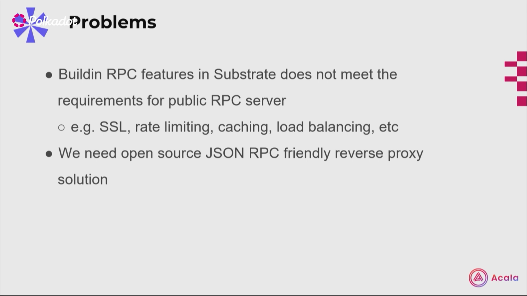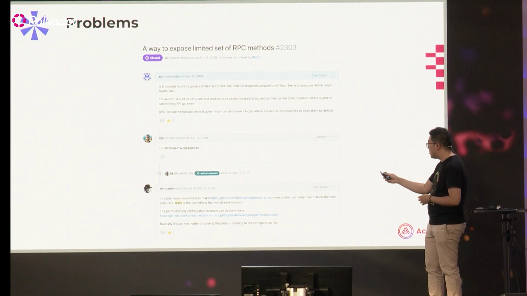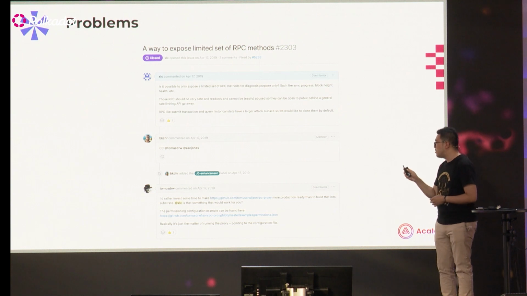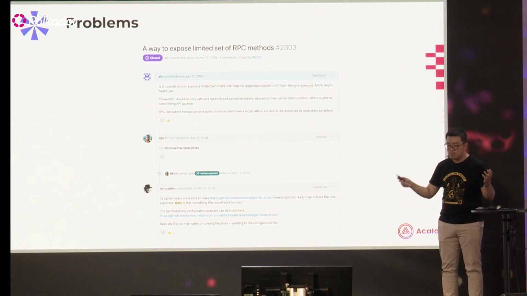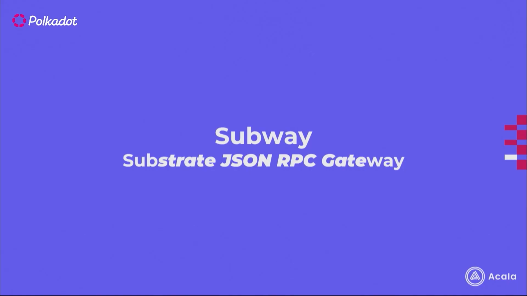And previously, we have a lot of middleware to handle those problems for Web2 servers. Some of them support WebSockets, but none of them have purpose-built support for JSON RPC, so they cannot support things like caching. So again, I asked this question in 2019. And there's a solution. Someone's building a JSON RPC proxy that meant to solve this. Unfortunately, the project is discontinued, so I just needed to do it myself. Subway, Substrate JSON RPC gateway.